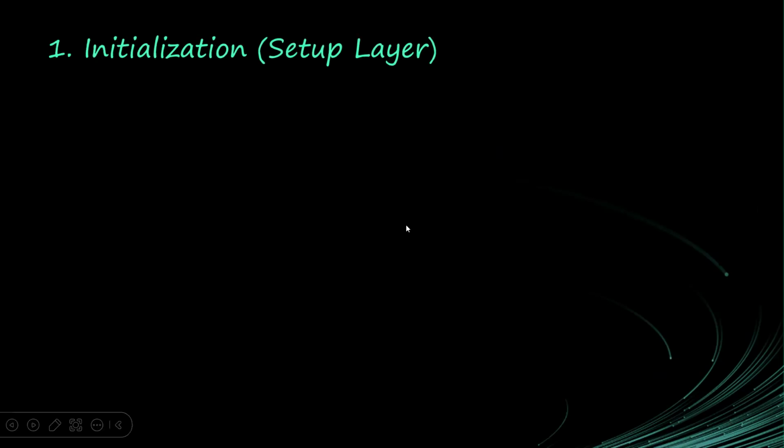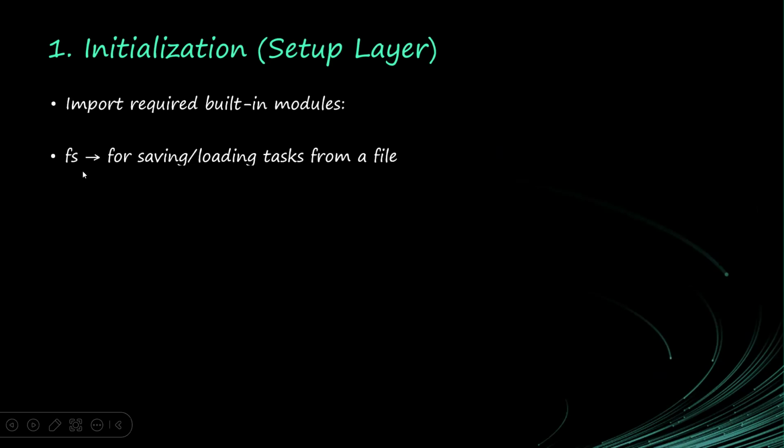All right, so let's get to the main thing. Let's talk about initialization. I'm now going to walk you through the code. In this initialization, we are going to import the built-in modules. We'll import the FS module, which we will use to save and load tasks from a file. Basically, FS is used to read and write to a file. We'll use readline for user input in the command line interface.